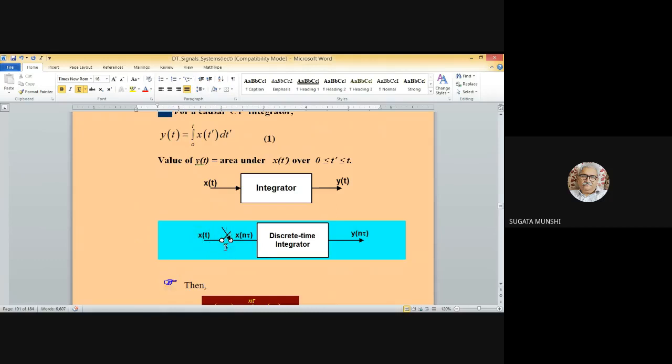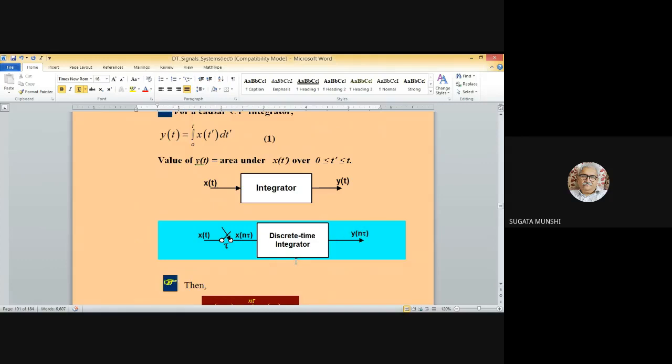Tau is the sampling interval or sampling period. You get x(n tau) here. So the task of the discrete time integrator will be to find out the integral of x(t) up to the current instant. It means determining the integral of x(t) up to the current sampling instant n tau, or n. That means the area under x(t) from 0 to n tau. That should be the output.